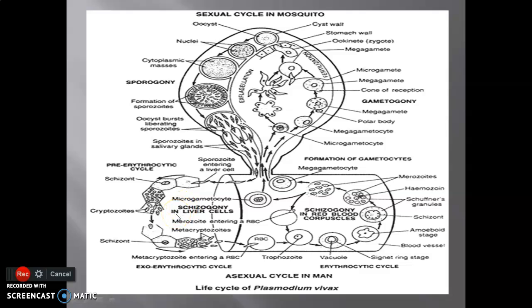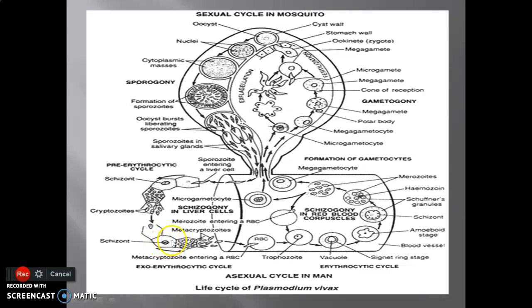See, we are studying divisions, we are studying the pre-erythrocytic cycle or exo-erythrocytic cycle, which is happening in the liver cell. See here, it is schizont formation from cryptozoite. First, what happened? The sporozoite entered the liver cell, it formed a schizont, then that schizont divided asexually to form cryptozoites. Cryptozoites were liberated and they infect another liver cell. After entry into the liver cell, it forms a schizont.